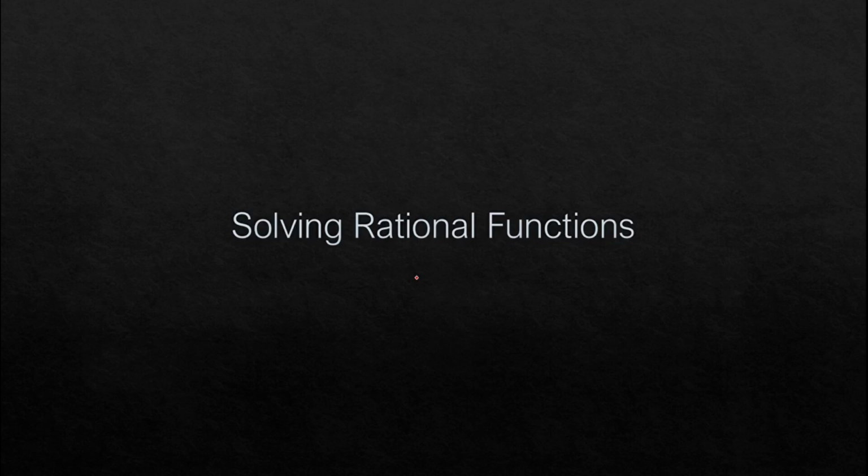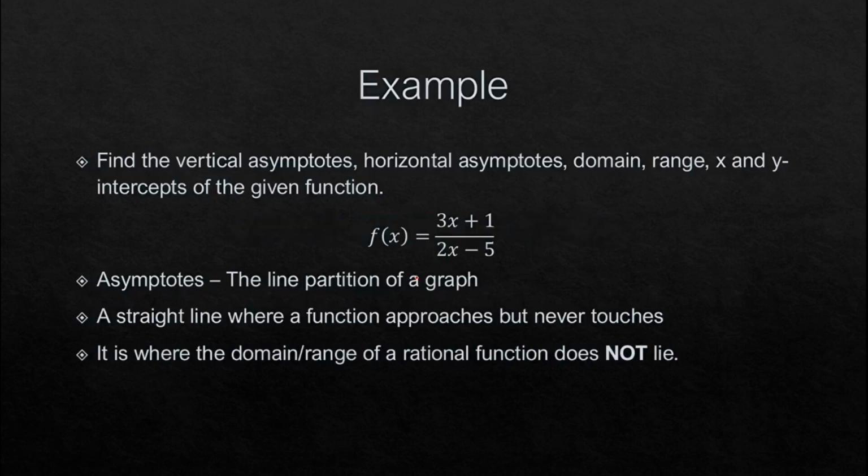Solving rational functions na naman tayo. Example, find the vertical asymptotes, horizontal asymptotes, domain, range, x and y intercepts of the given function. f of x is equals to 3x plus 1 divided by 2x minus 5.